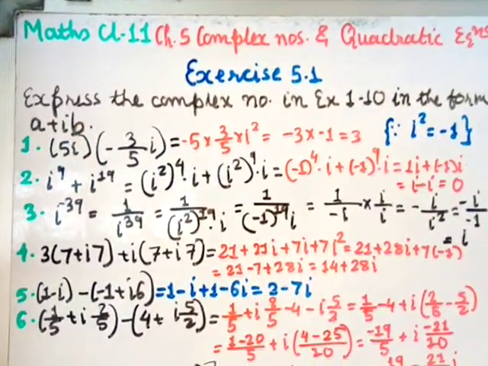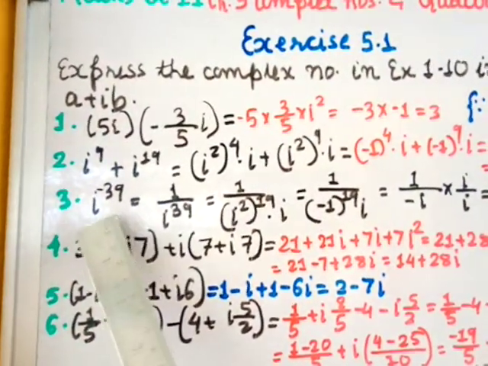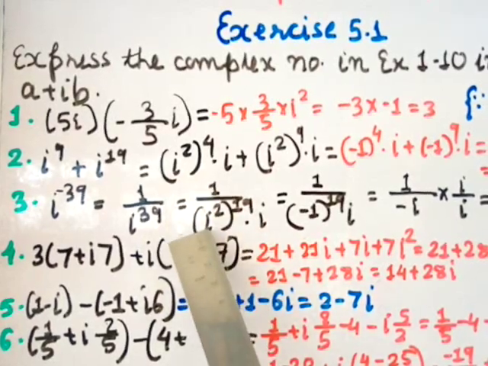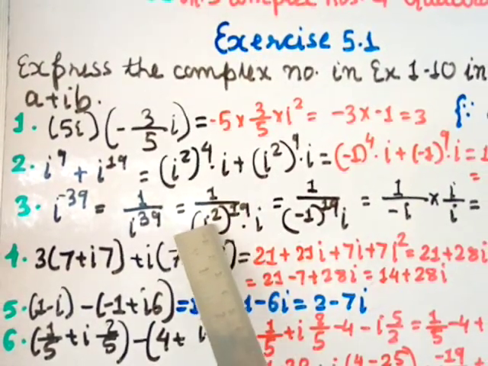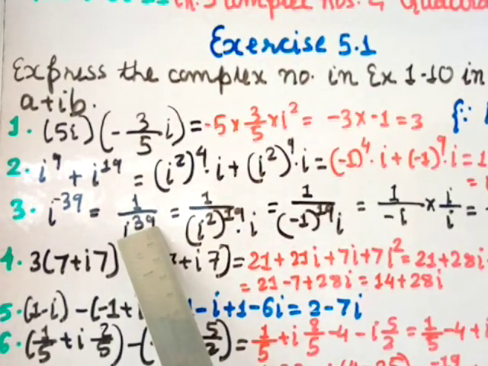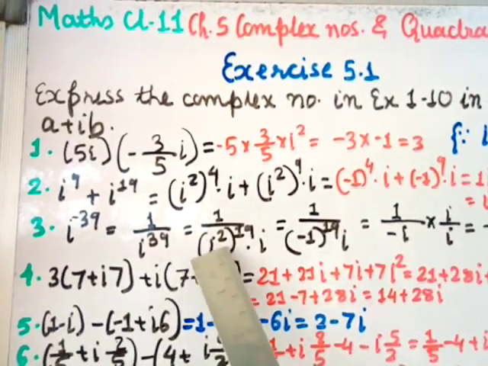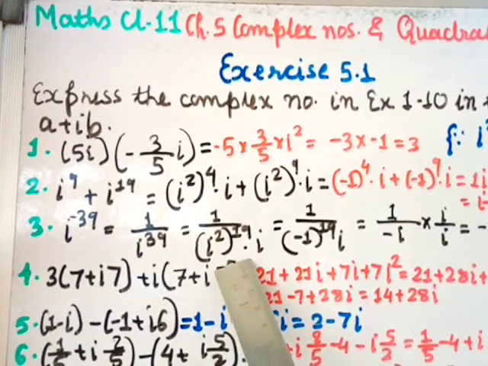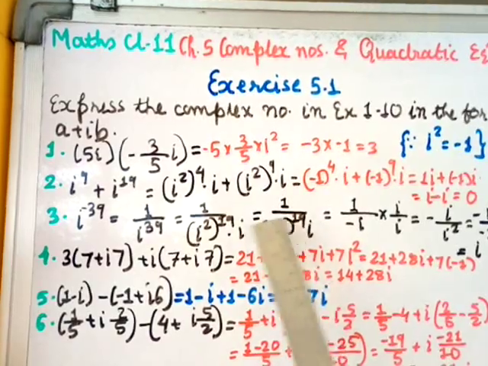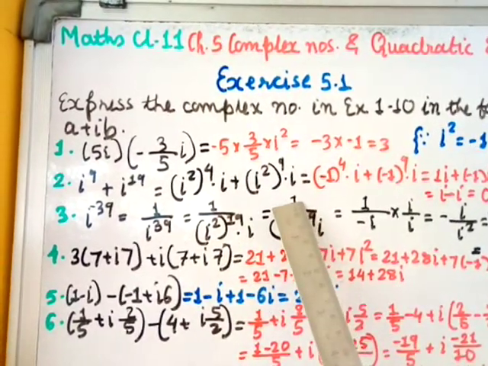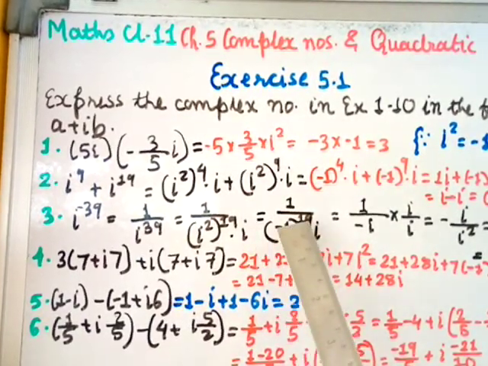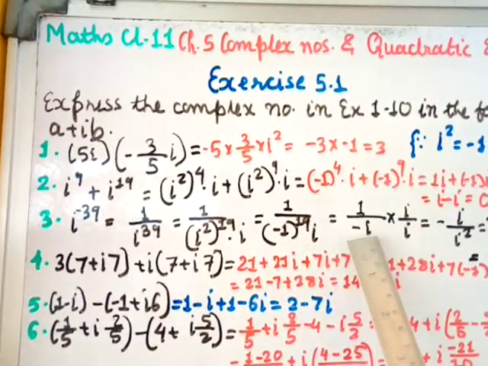Question number 3: i power minus 39. This can be written as 1 by i power 39. Now this i can be written as 1 by i square and power 19. So 2 into 19 is 38 into i, that means you will get 39 power. Right? So you get here 1 by i square power 19 into i. Now i square value we know is minus 1, so put here minus 1 power 19 into i, and here 1 is there. So equal to 1 by minus 1 power 19. This is an odd number, so minus 1 power 19 will be minus 1 into i gives you minus i.